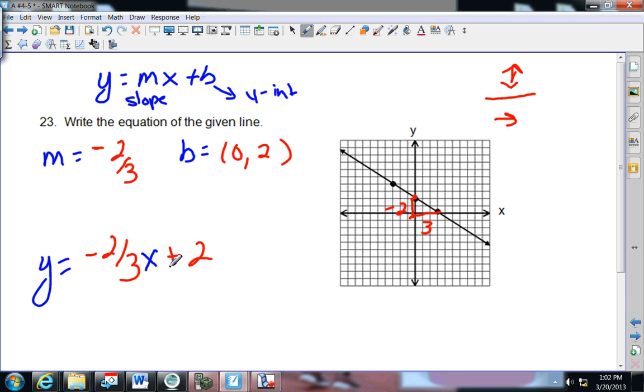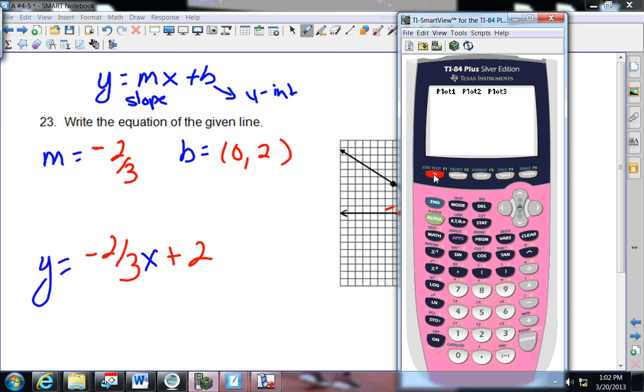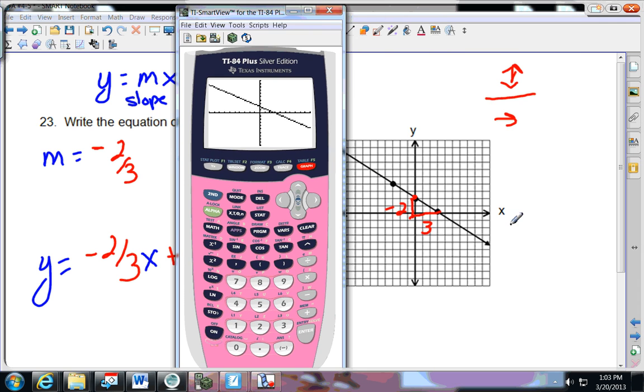And to check that, you can put that into y equals in your calculator. We can go here and put in there negative 2/3, 2 divide 3, x plus 2, and press graph. And make sure that my line looks the same as what's graphed. And it does.